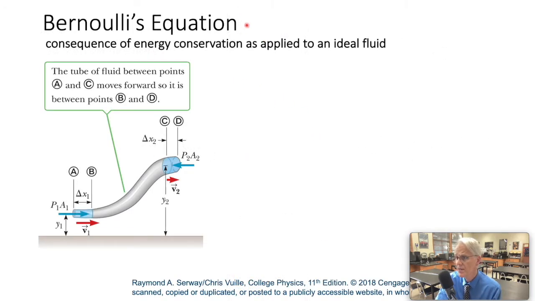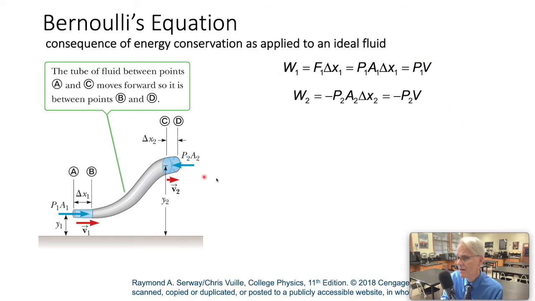Now, Bernoulli's equation is a consequence of energy conservation, and we're going to apply it to an ideal fluid. So as a fluid moves through a pipe of varying cross sections and elevations, the pressure changes along the pipe. Now, the work done on this lower end of the fluid is going to be force times our displacement. Replacing force with pressure times area, and then we have area times this delta x. That is volume. So we have pressure times volume.